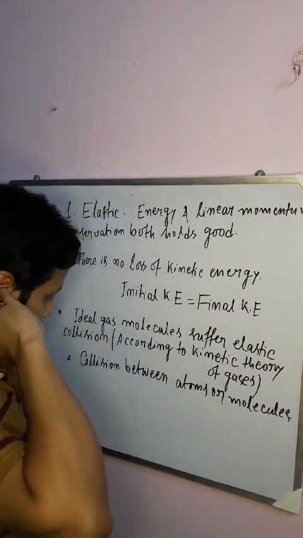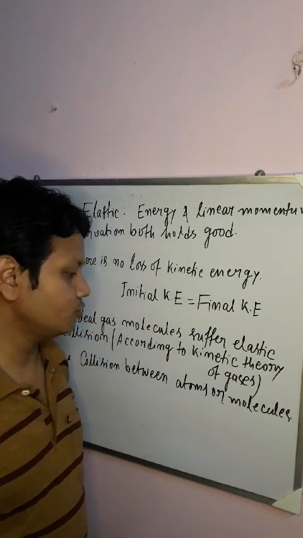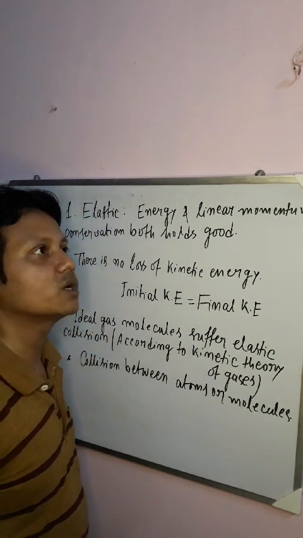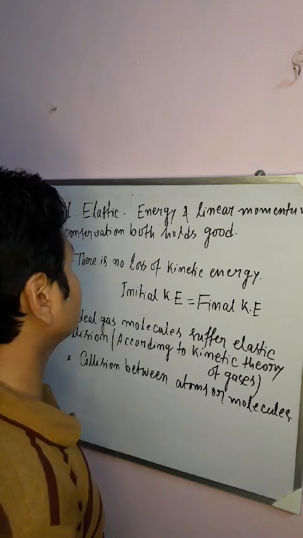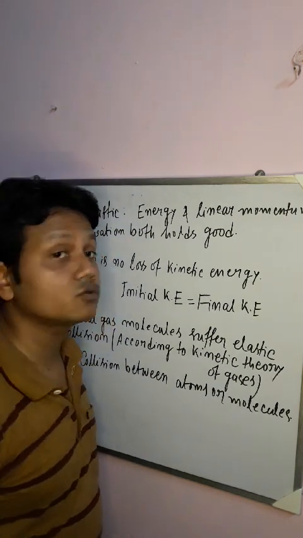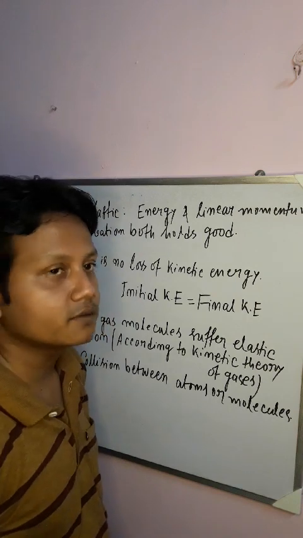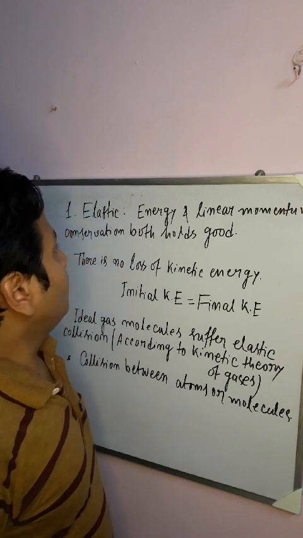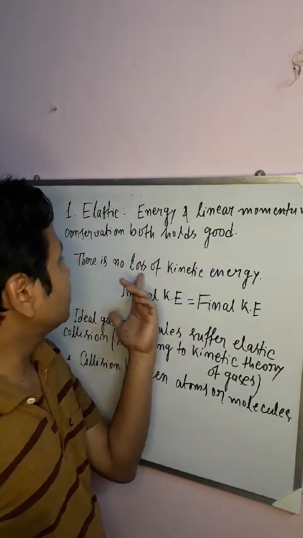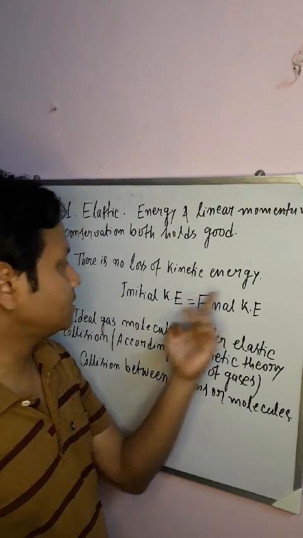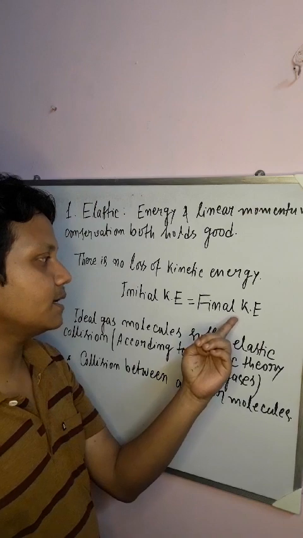Okay, we can say these are the elastic collisions. That is, collisions between atoms or molecules, or between electrons, protons, neutrons. Here both energy and linear momentum conservation hold good, and since energy conservation holds good, we can easily say that there is no loss of kinetic energy. So the initial kinetic energy of the system equals the final kinetic energy.